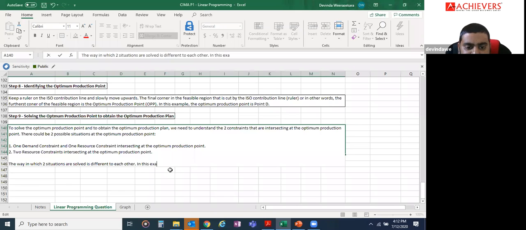In this example, it is one demand constraint and one resource constraint intersecting at the optimum production point.